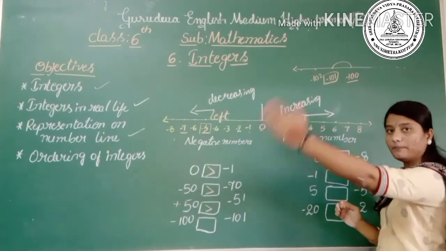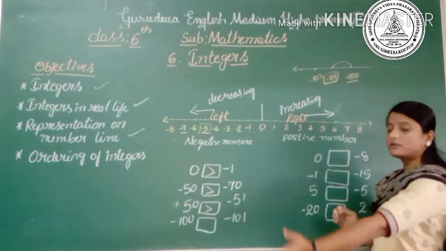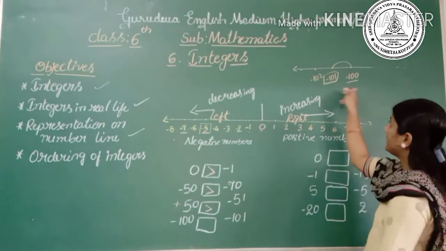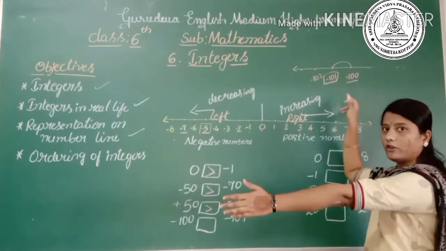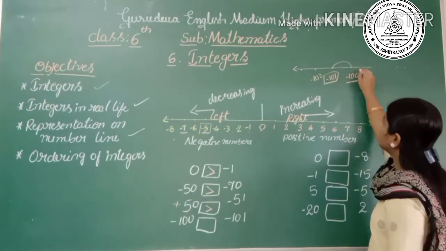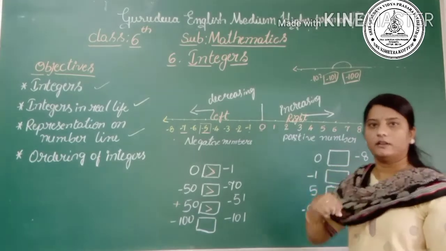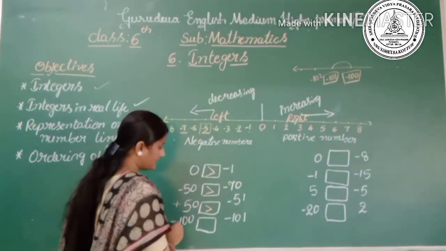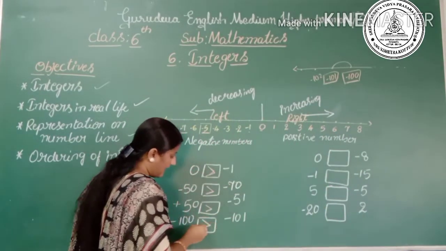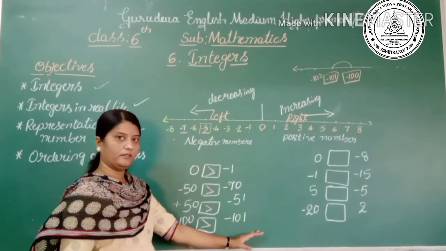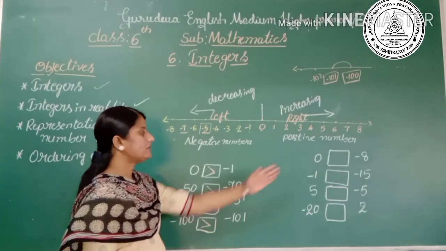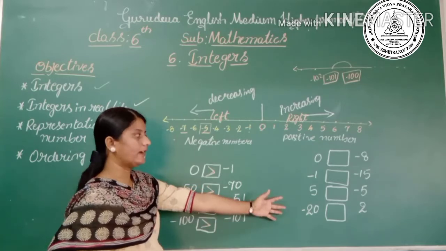Means the number goes on decreasing to the left of the number line, and to the right of it, it is the greater number, right? So minus 100 is greater than minus 101. Okay. Then next, similarly, the other examples I have taken here.